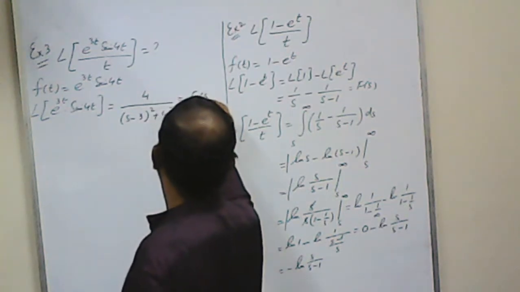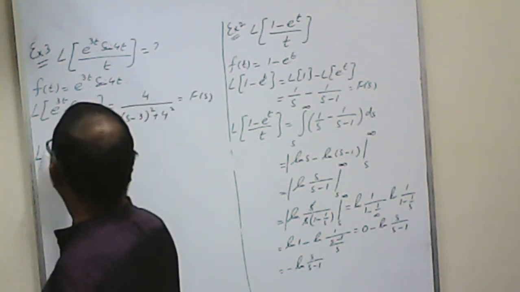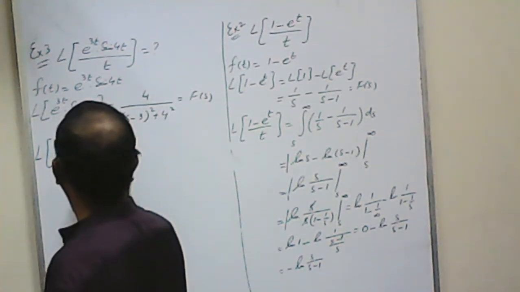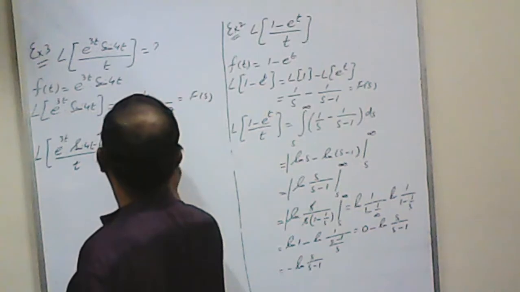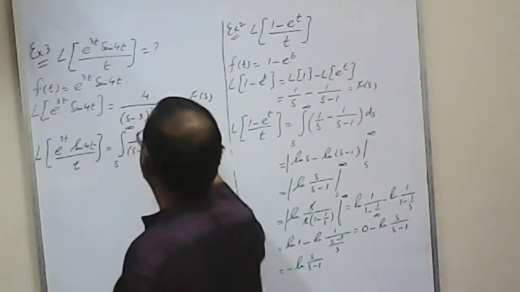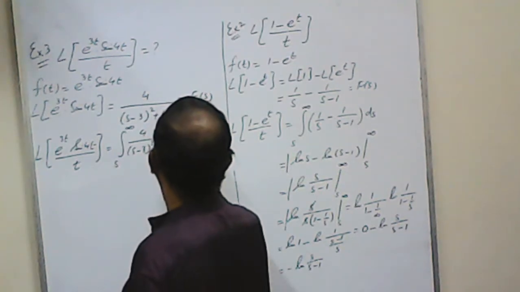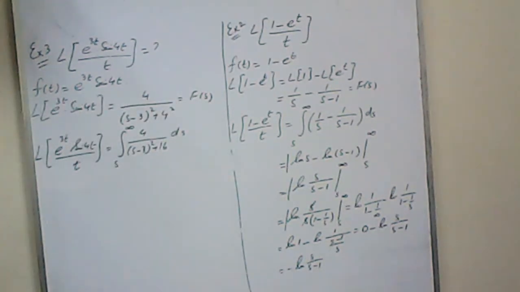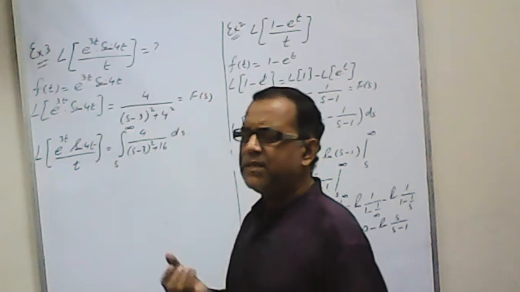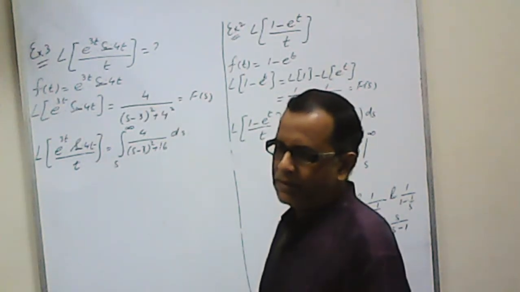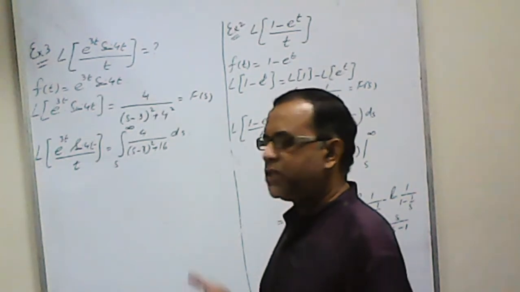So if I write this as the function of s, now what is required is to directly apply the formula, that is e power 3t sine 4t divided by t will be equal to s to infinity 4 upon s minus 3 square plus 4 square is 16 ds. So now this is the formula, and if you are finding difficulty, then treat just the right hand side as a simple integration question, and whatever is applicable in integration is applicable here.